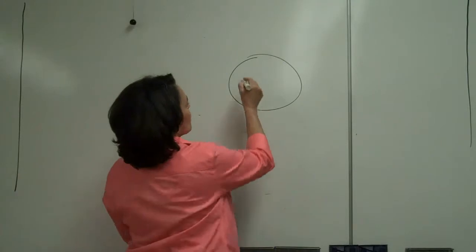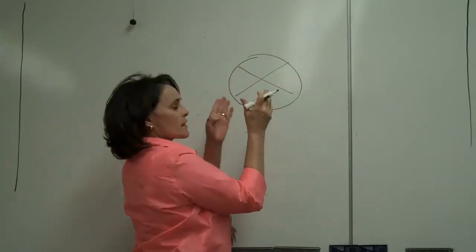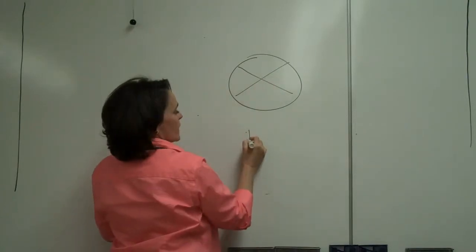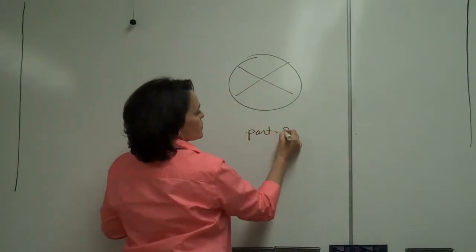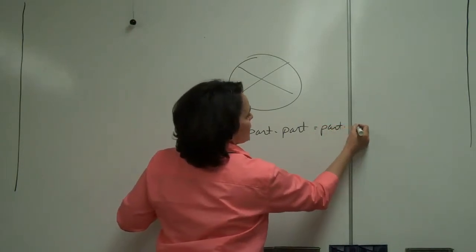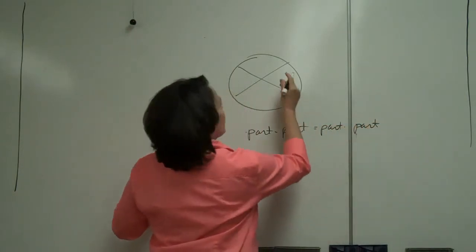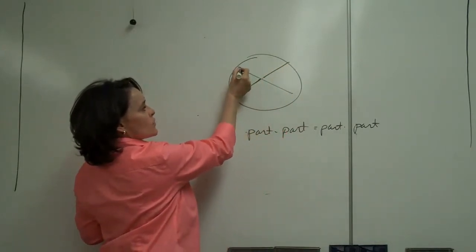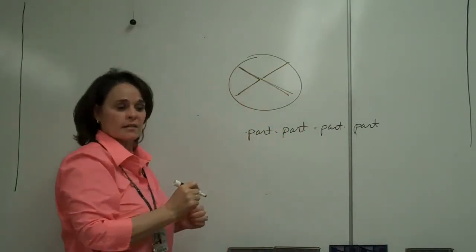This is basically what that says. If you have a circle and you have two chords that intersect inside the circle, then what I say is part times part is equal to part times part. In other words, this times this is equal to this times this. Does that make sense?